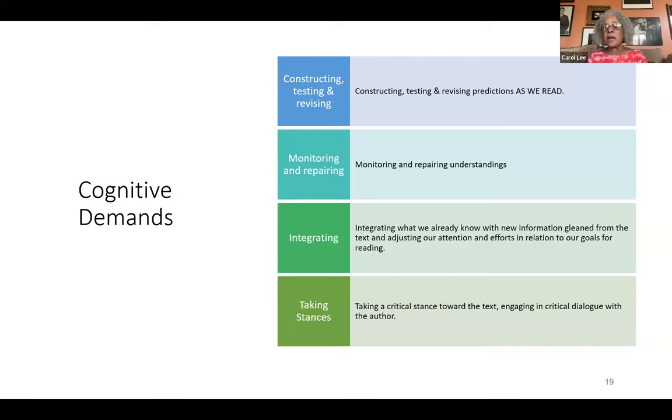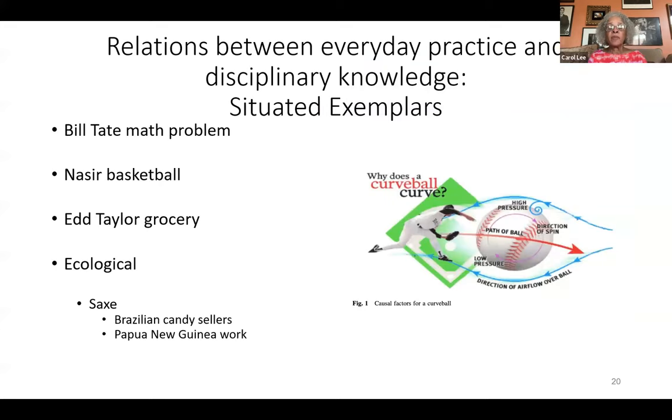Then the cognitive demands of reading comprehension are complex. They involve constructing, testing, and revising. So we're constantly trying to make sense as we read rather than simply after we've read. There's the need to be metacognitive in terms of monitoring our understanding as we're reading and being able to repair, to integrate what we know with what the text is presenting to us, and taking stances so that we can actually be critical and don't simply have to accept.